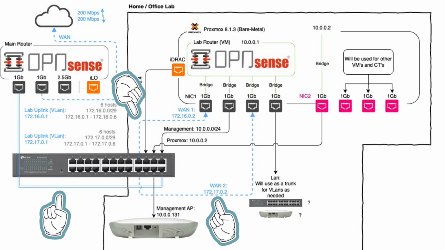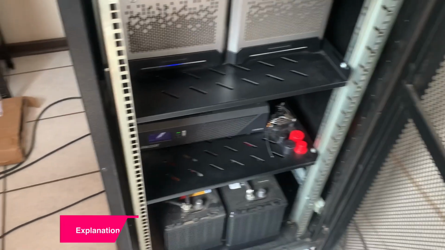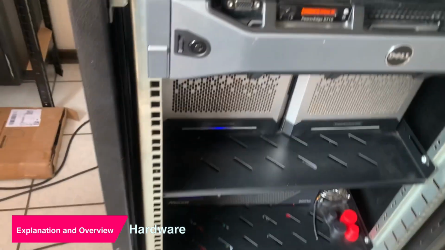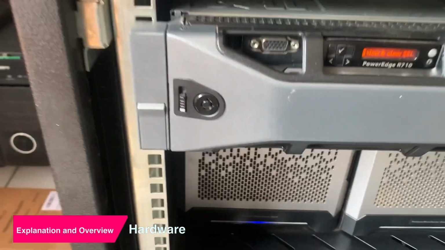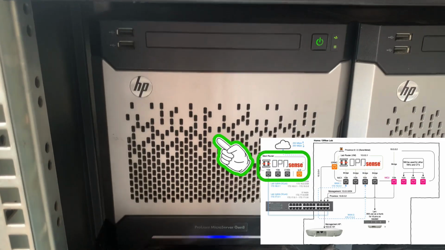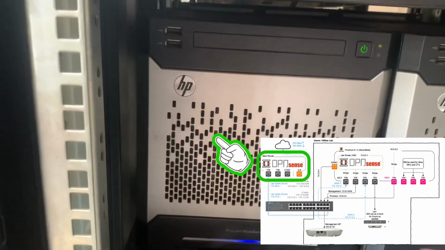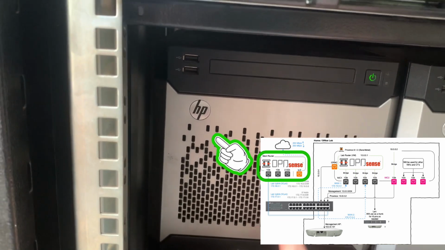Today I'm going to show you how we're going to create our two WAN connections for our lab. So just to explain the diagram I drew last week, if you look, this HP ProLiant Gen 8 is my main router, so I have OPNsense installed on this.